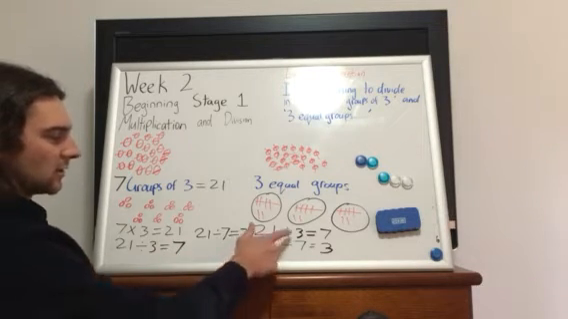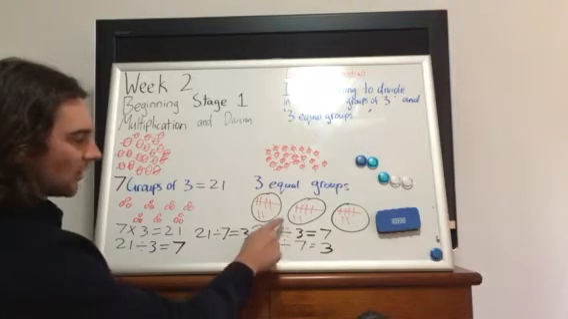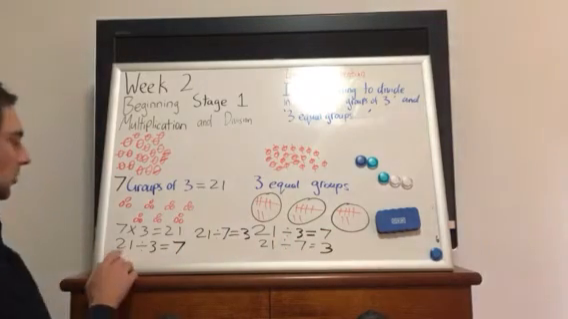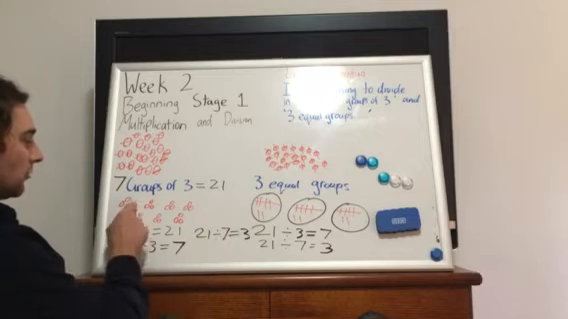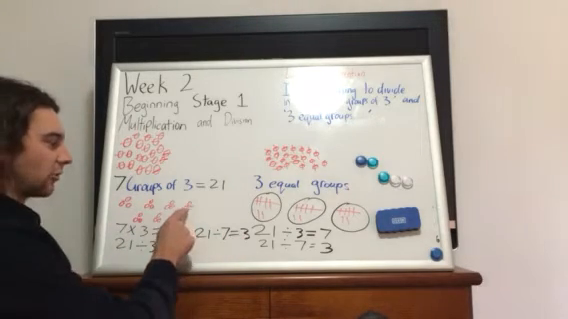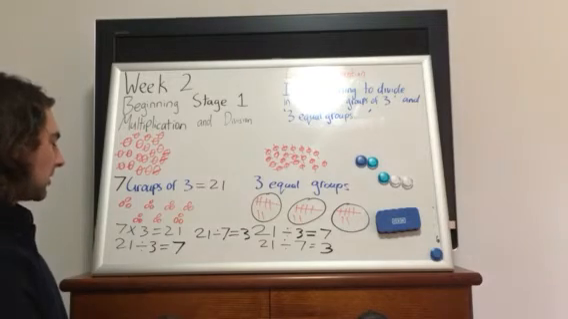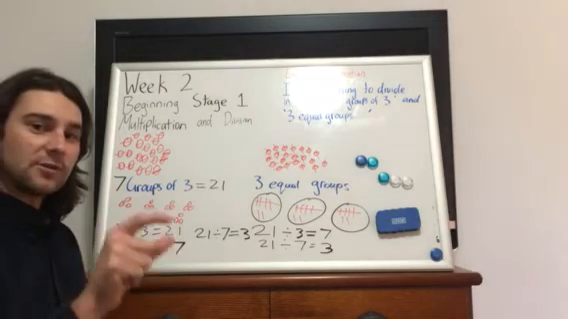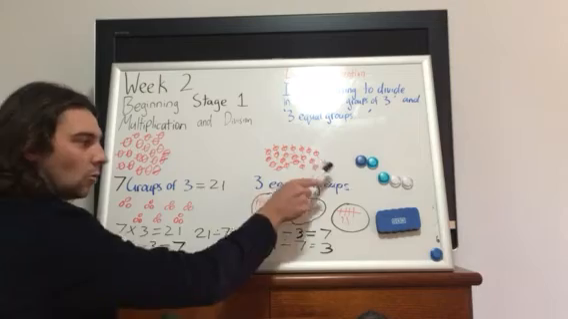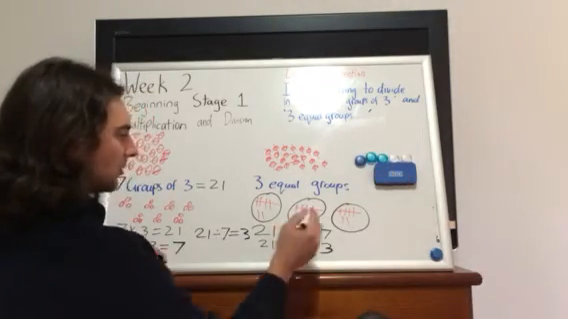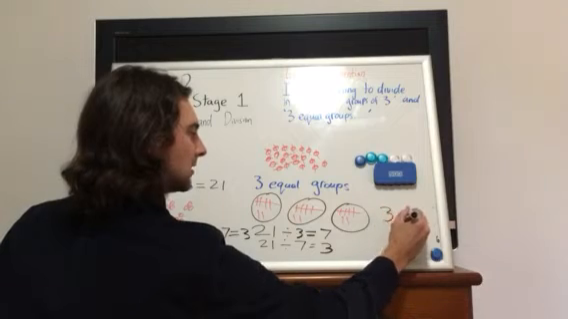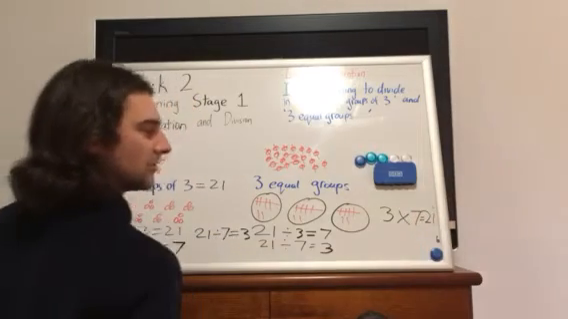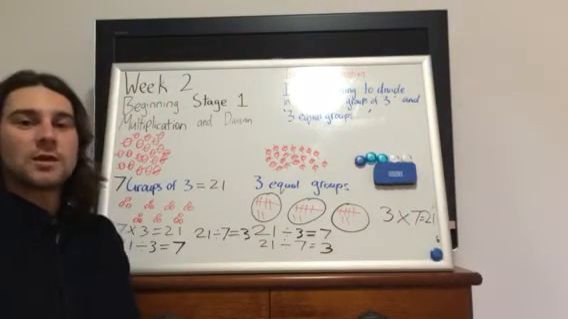We've just found 21 divided by 3 equals 7. 21 divided into 3 groups equals 7, because there's 7 in each group. 21 divided by 7 groups equals 3, because there's 3 in each group. Now we know that 7 groups of 3 equals 21. So 7 times 3 equals 21. We could write over here, how many groups do we have? 3. How many is in each group? 7. So 3 times 7 equals 21.